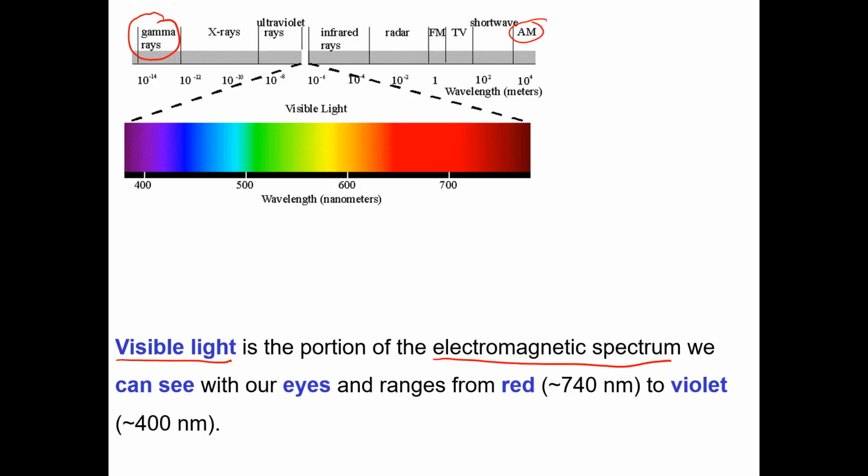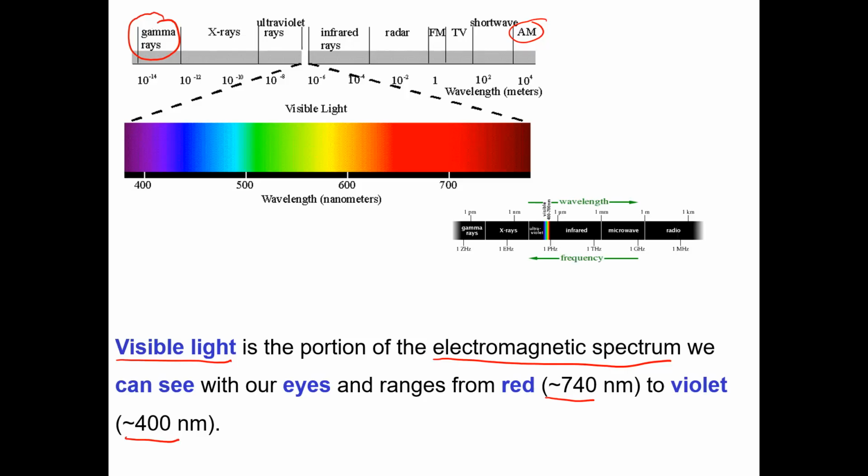And our eyes can detect light that ranges from the red, which has a wavelength of around about 740 nanometers, to the violet, which has a wavelength of around about 400 nanometers. So let's take a closer look at the electromagnetic spectrum.